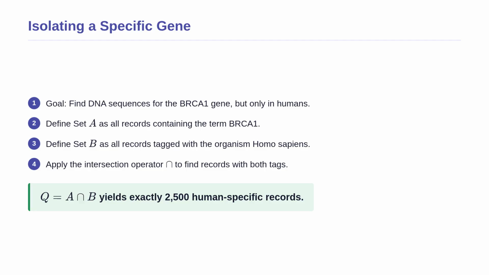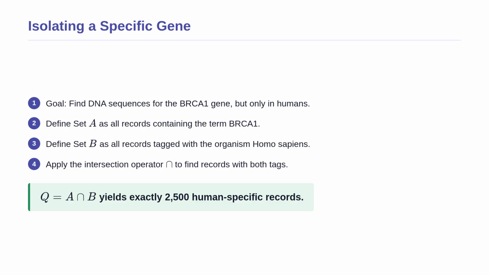Now that we have our formula, let us see this with a concrete example. Imagine a biology student needs to find the DNA sequences for the BRCA1 gene, which is associated with breast cancer. But they only want the sequences found in humans. If they just search the gene name, they might get 100,000 records, including mice and dogs. So, we define our first set as all BRCA1 records, and our second set as all Homo sapiens records, which might be 5 million records.